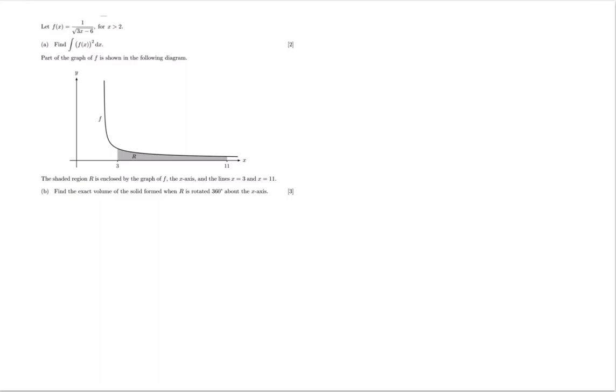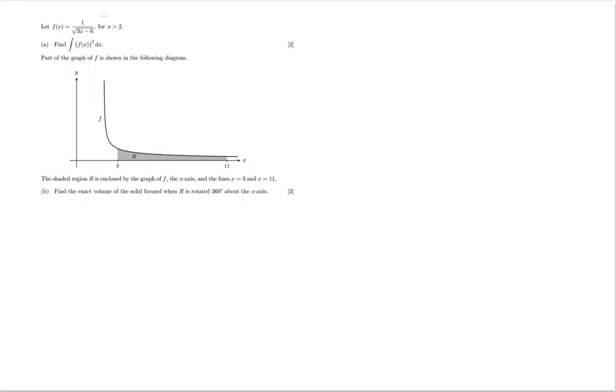Hello DP Math students. Today we'll be solving a question related to integration and area of a region enclosed by a curve and x-axis. So the question reads, let f(x) equal 1 over root 3x minus 6 for x greater than 2. And for part A, find the integral of f(x) squared dx.